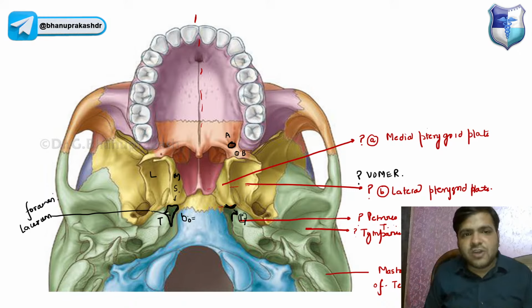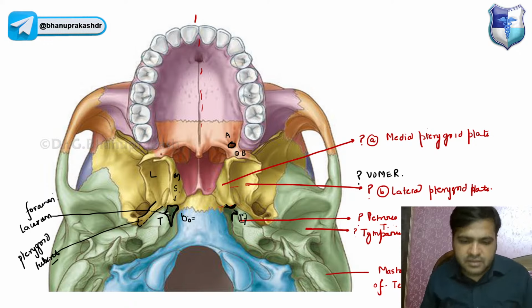The lateral pterygoid plate basically ends in a tubercle over here, and that is called the pterygoid tubercle. This yellow part is called the pterygoid tubercle. Very good, I think the boundaries are very clear to each one of you.